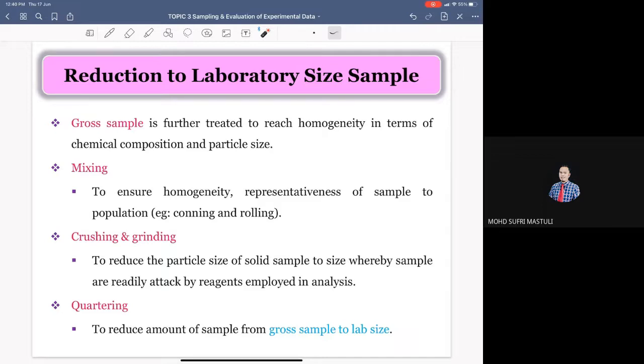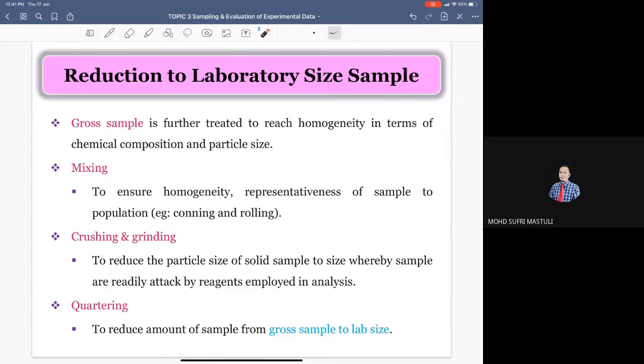A gross sample is the sample that we collect from the population site or from the sampling site. This gross sample has to be further treated to make it more homogenized in terms of chemical composition and particle size. So we have to do the mixing to ensure the homogeneity. The gross sample should be representative of the population.